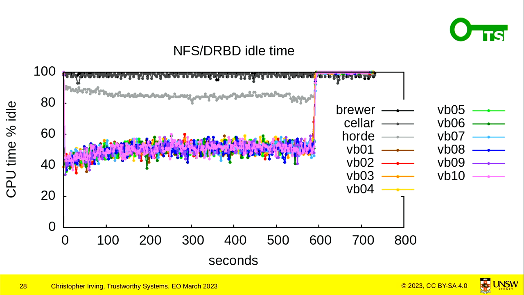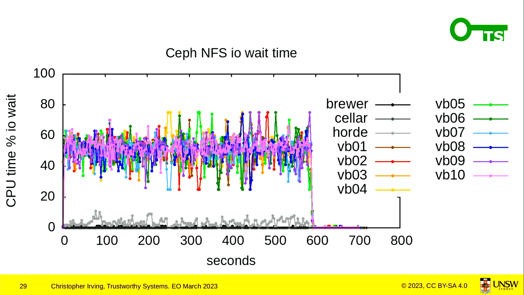I did also record things like the percentage of CPU time spent on user space, spent in kernel space, as opposed to idle and I/O and so forth. But those numbers were so consistently small across everything, I didn't bother showing them. It's the I/O and the idle time where we get interesting looking graphs.